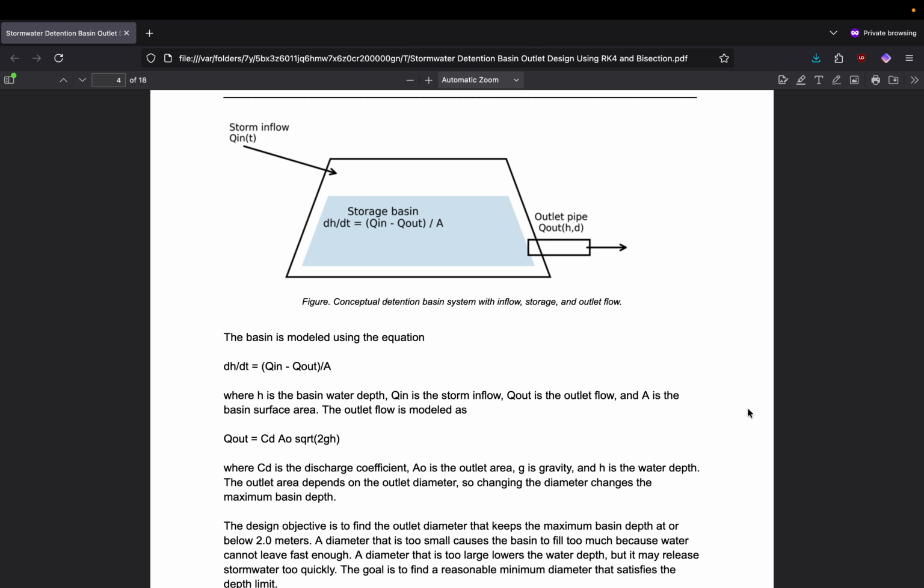The basin was modeled using conservation of volume. The change in basin water depth depends on the difference between inflow and outflow divided by the basin surface area. The inflow was modeled as a triangular storm hydrograph. It starts at 0, rises to a peak flow of 2 cubic meters per second at 1.5 hours, and then decreases back to 0 at 4 hours. The outflow was modeled using an orifice-type equation where the discharge depends on the outlet area and the water depth in the basin.